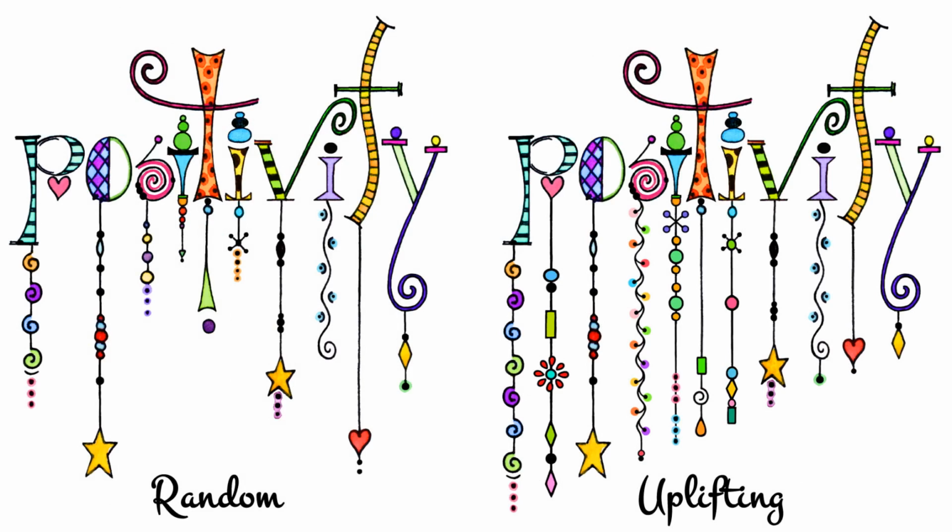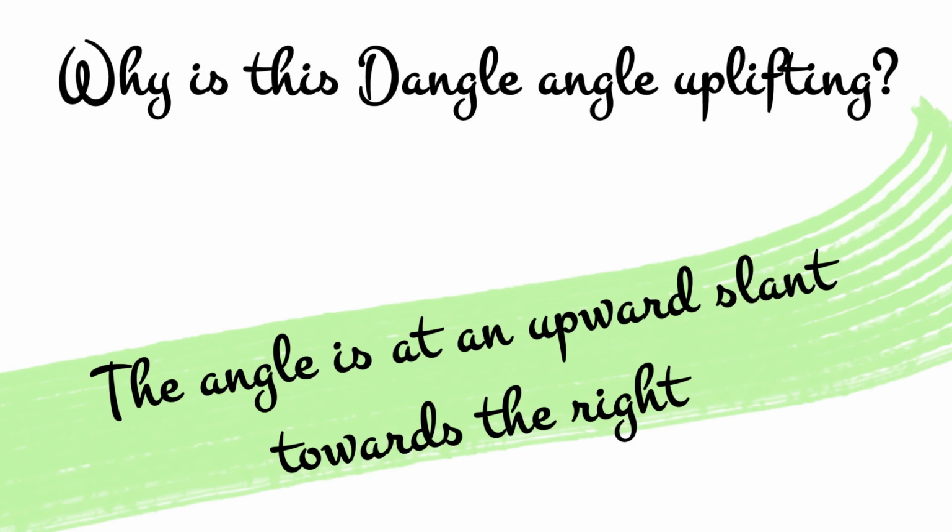Next is positivity, the one that I showed you at the beginning. And you can definitely see it here, I think. As I previously explained, a dangle that has a slant going upwards on the right side is uplifting, whereas one that has a downward slant on the right side is relaxing.